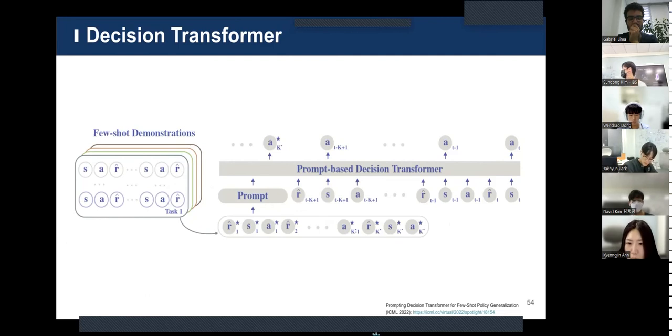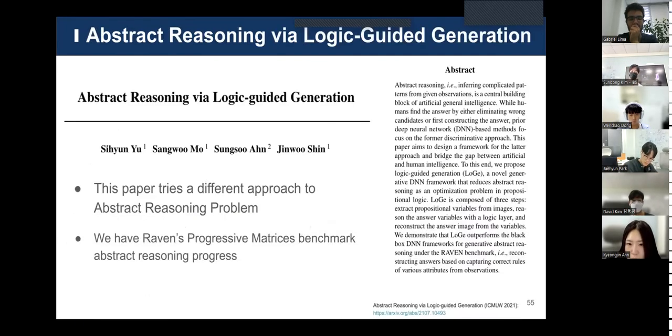Okay. And next we'll hand the floor over to Shape for abstract reasoning via logic guided generation.